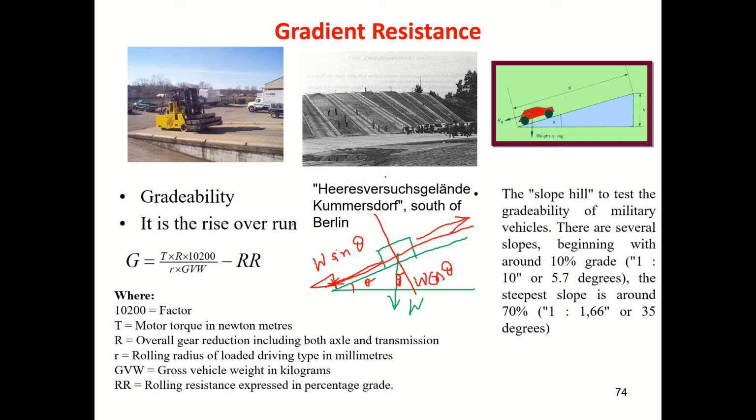The slope hill, to test the gradability of military vehicles, there are several slopes beginning with around 10% grade. That is 5.7 degree. The steepest slope is around 70% grade. Correct? That is around 35 degree. So more than that, grading is difficult. Most of the highways, I think the grade angle is around 32 degree.